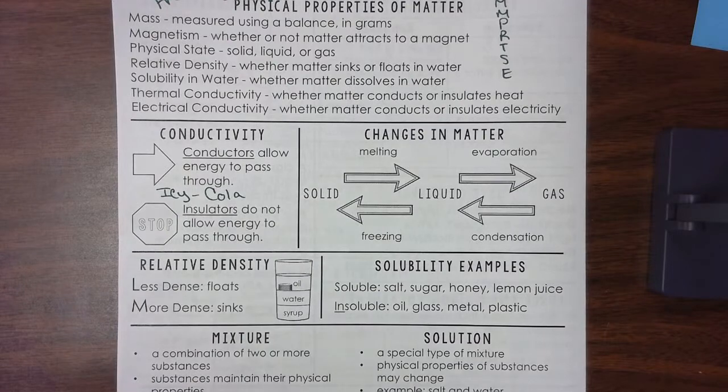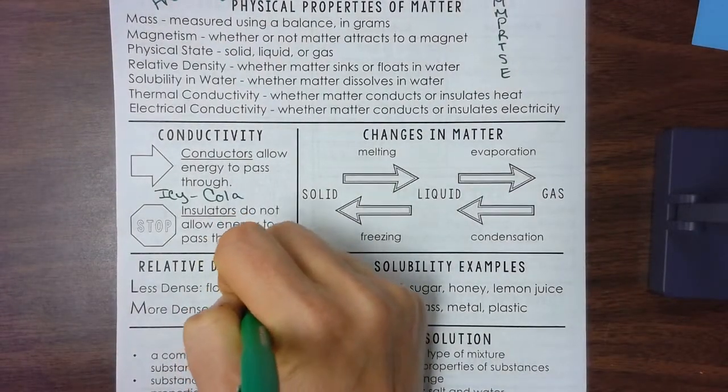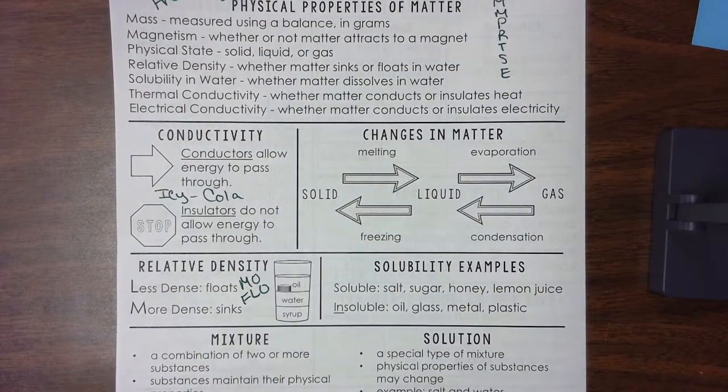Relative density. Does it sink or float? MoFlow. That was fun. We came up with that. MoFlow. All right. If it's more dense, it's going to be on the floor, right? More flow. MoFlow.